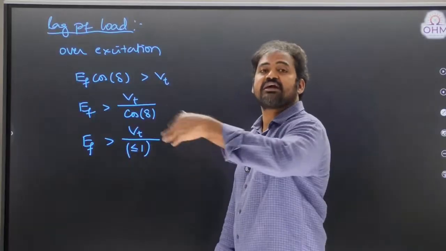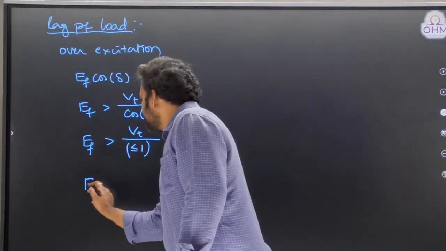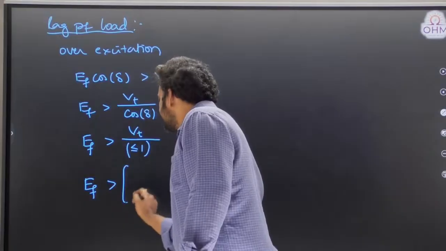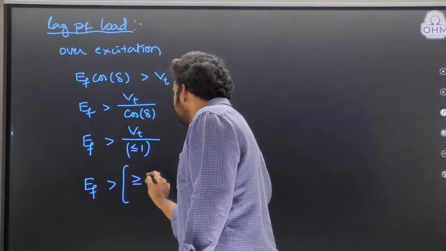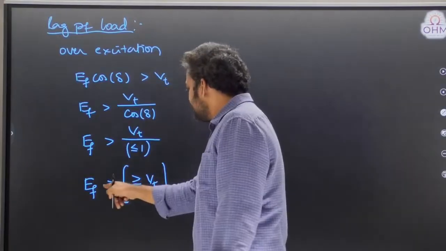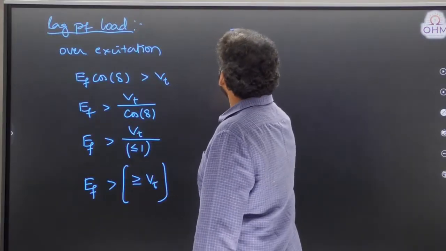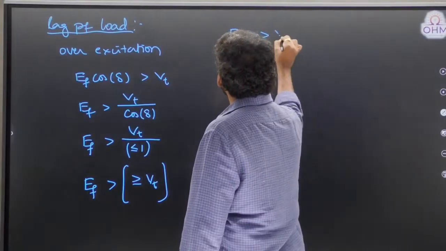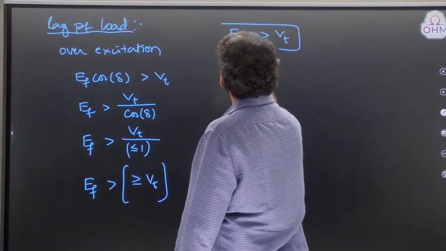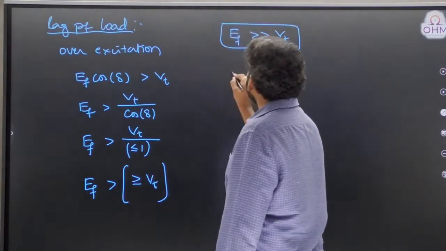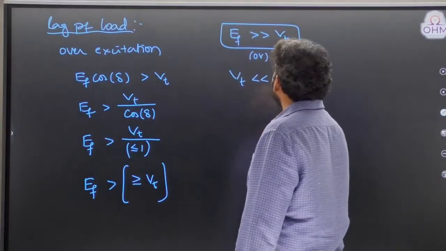Is it not greater than or equal to 1? Therefore, EF is greater than or equal to VT. Okay, see, already a greater than symbol is there. Now another greater than symbol is there. Therefore, EF is definitely greater than VT. Or you can write VT is definitely less than EF.